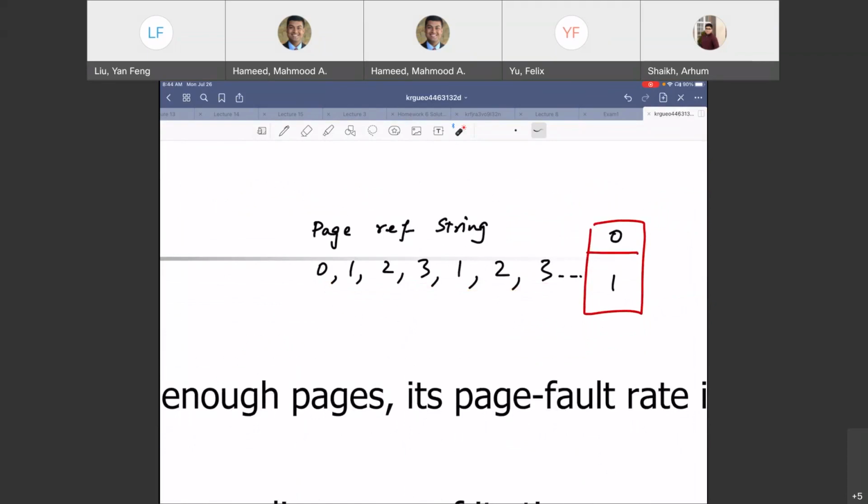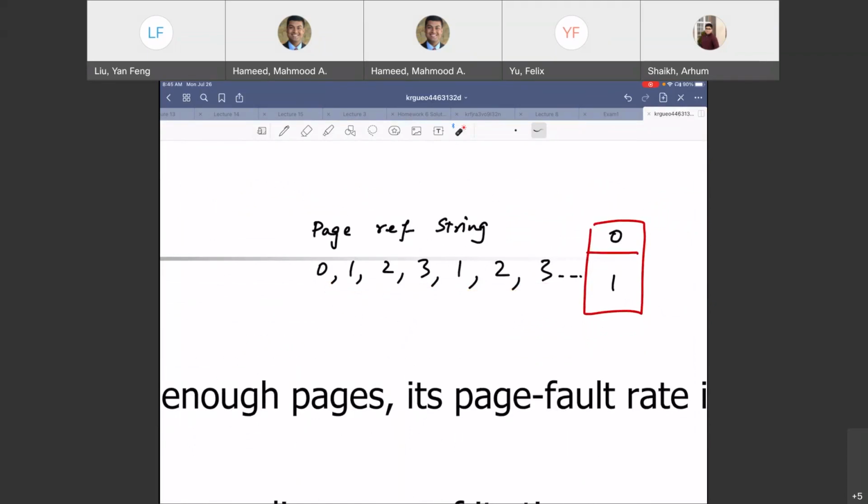So if I look at all of these page requests, my working set is what? 0, 1, 2, 3. Right? If I just look at the page reference string here, which is 0, 1, 2, 3, 1, 2, 3, it belongs to a working set of 0, 1, 2, and 3. Those are the unique page requests that have come in. No other page requests have come in.